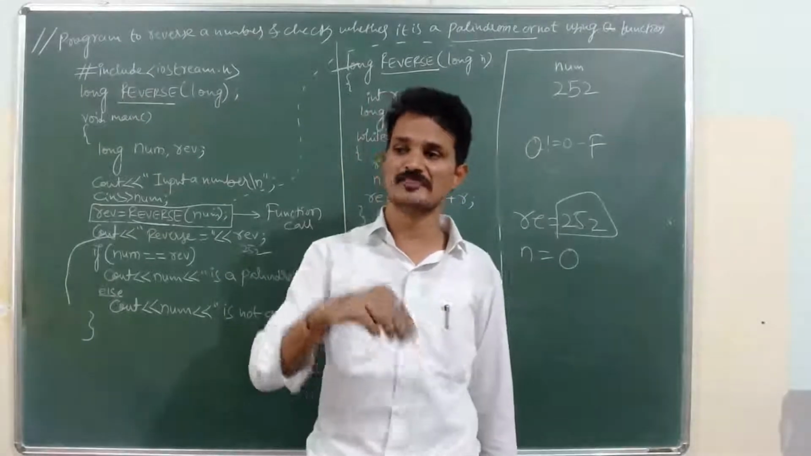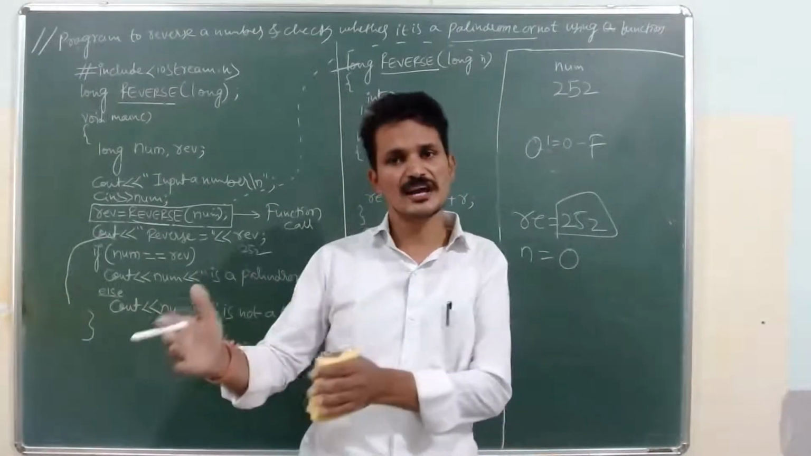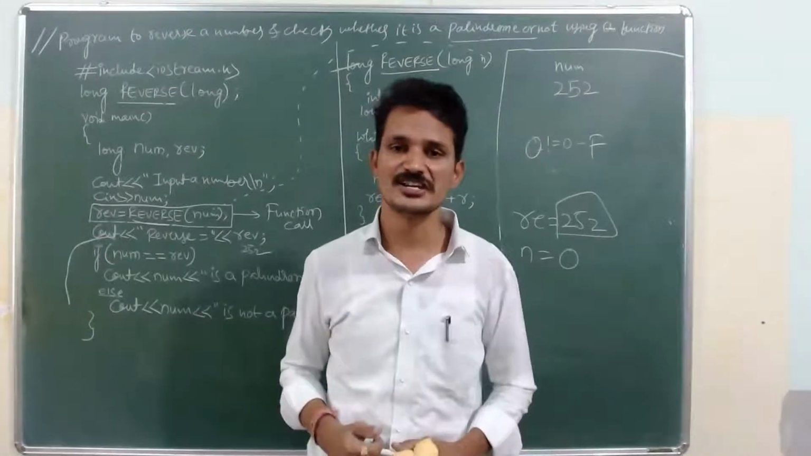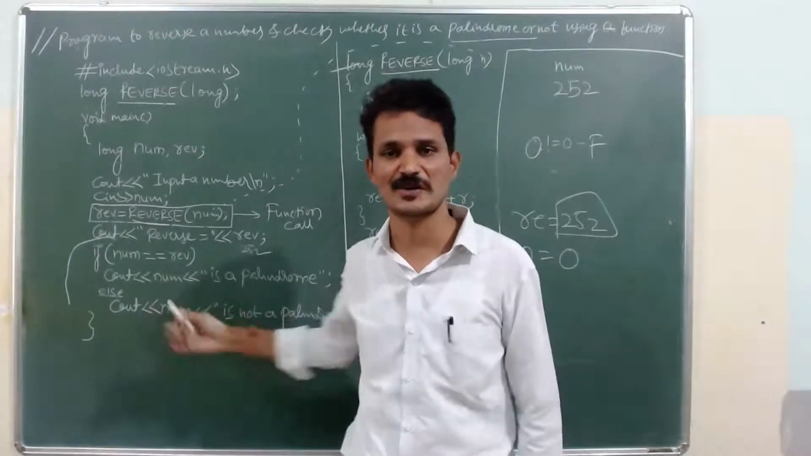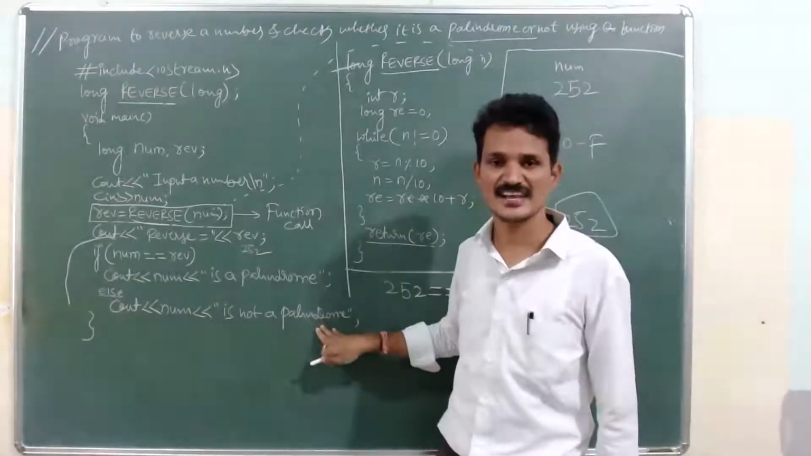159 is the given number. If I just reverse it, it becomes 951. 159 is equal to 951? Condition is false. Condition false means we'll execute the else part, that is, cout 159 is not a palindrome.